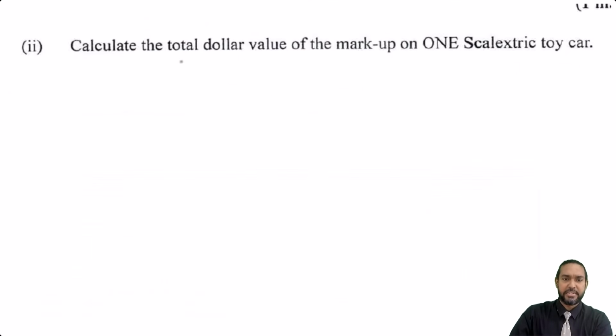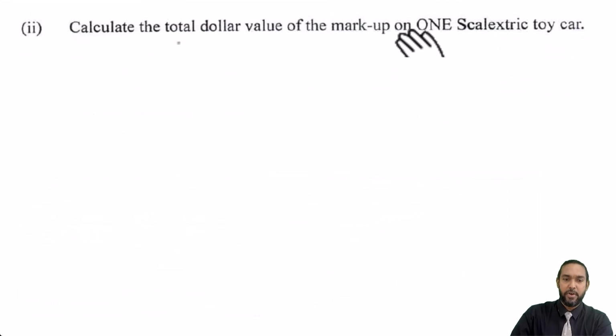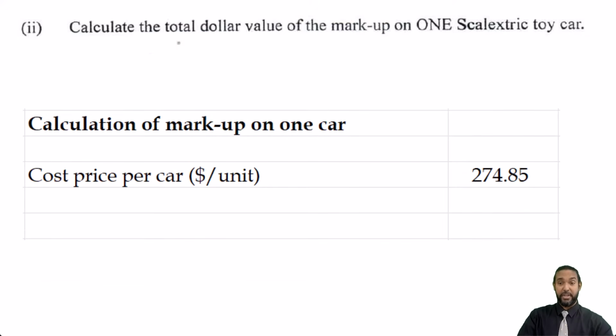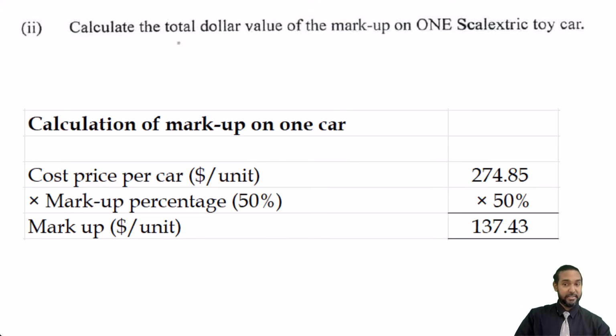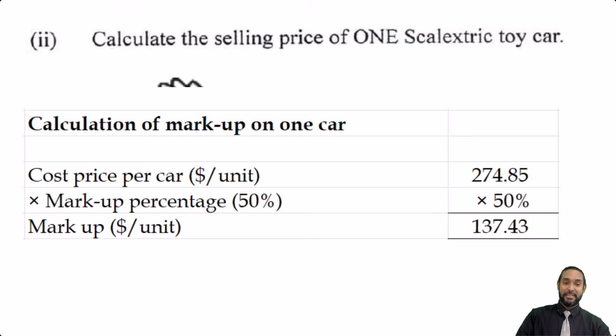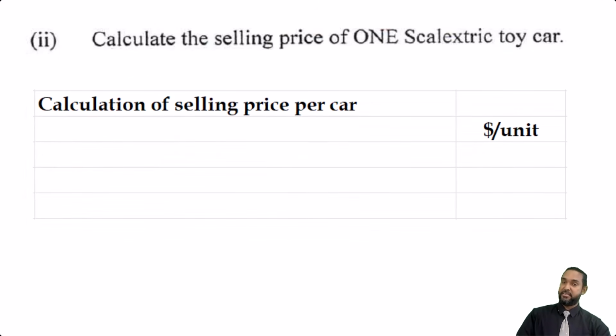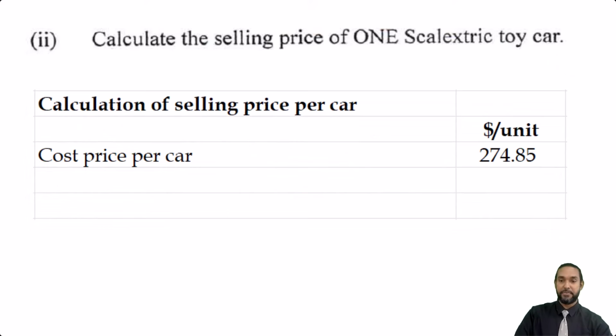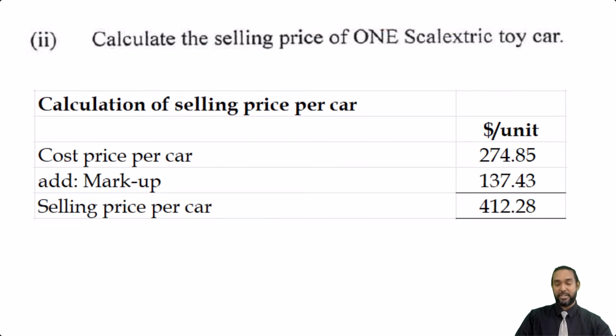Now, part 2 says calculate the total dollar value of the markup on one scale electric toy car. So all I want is the markup. So you're going to take your cost, which is 274.85, which you just found in the previous part of the question, multiply by 50% to find the markup, right? And then the last part of the question, calculate the selling price of one scale electric toy car. So all you have to do is take the same 274.85, add the 137.43 you just found, and you have your total selling price per car.